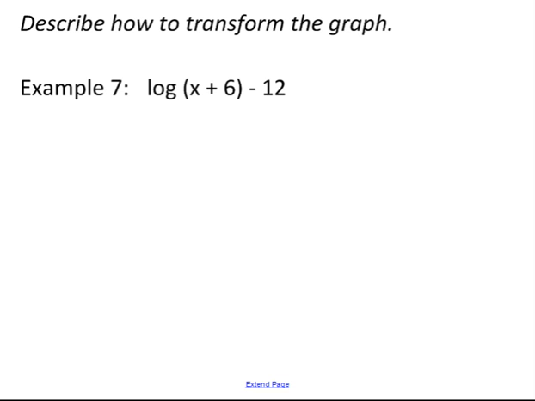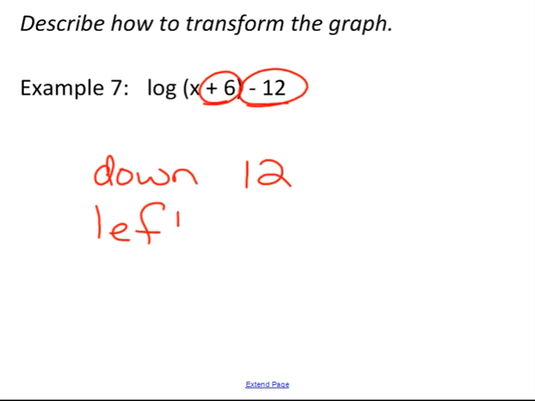Again, describe the transformation. So this one, I have a negative 12 on the outside, so I go down 12. I have a positive 6 on the inside. I need to go in the negative direction, which is left 6.